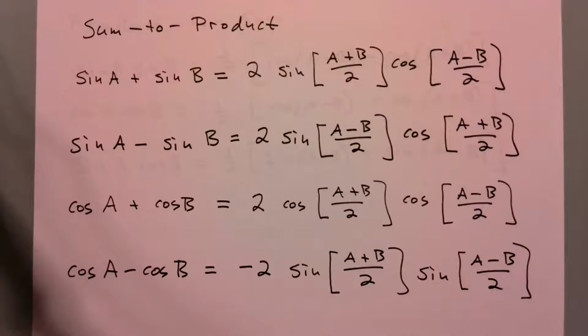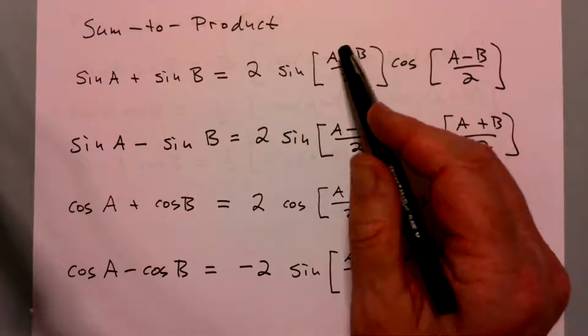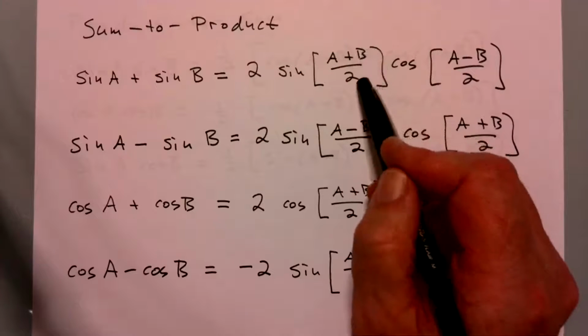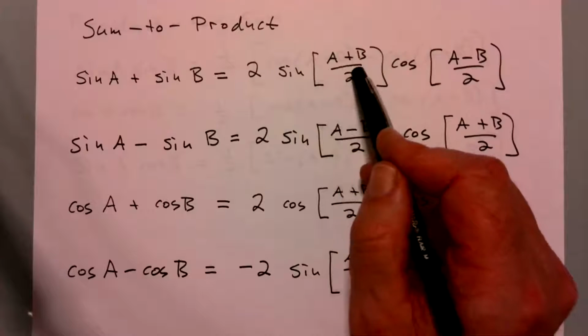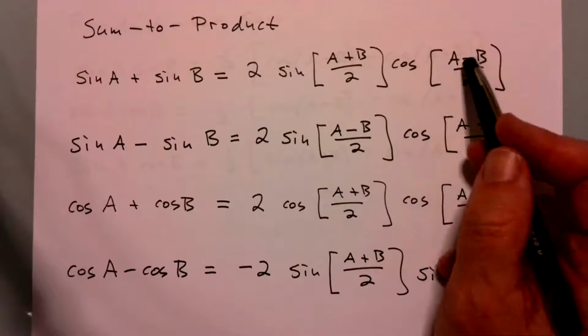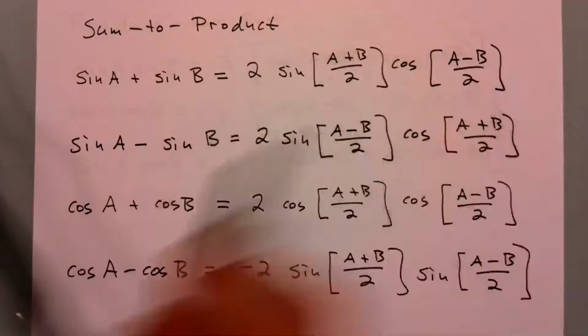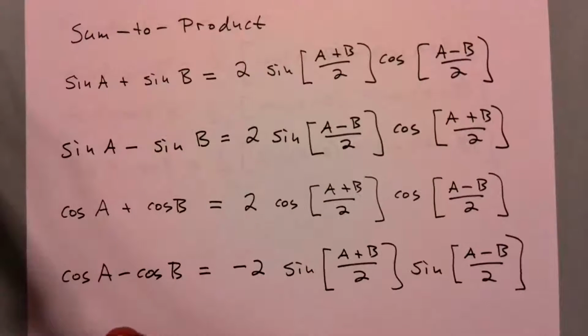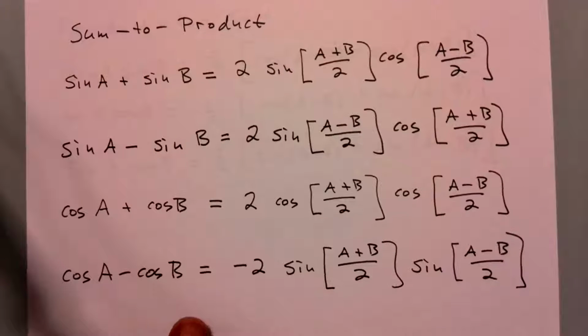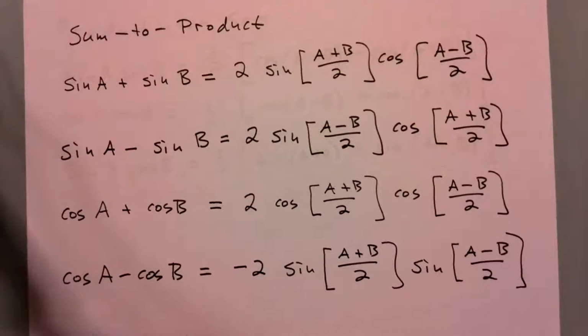If you wanted to prove this, now that's going to be challenging. Rewrite that as sine of A over 2 plus B over 2, and then do your sine of something plus something identity. Cosine of A over 2 minus B over 2, then do your cosine of something minus something identity. Do all that together and you should get sine A plus sine B. That would take a long time to do here, so I'm going to encourage you to do that on your own. Now, in light of this, I want to go ahead and do another problem.